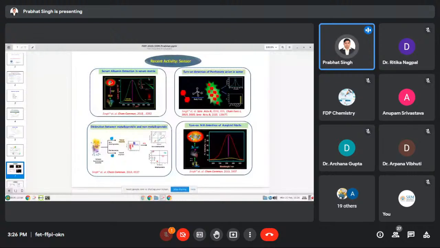So this was on serum albumin. Then there is the perrhenate anion. Perrhenate anion is a non-radioactive surrogate of the hazardous pertechnetate anion, which is a concern in nuclear waste and which has a very large half-life. When a small amount of it gets into the environment, it could be a big concern. By the time I got into this area, this was the first work which spoke about a fluorescence way of sensing these analytes.